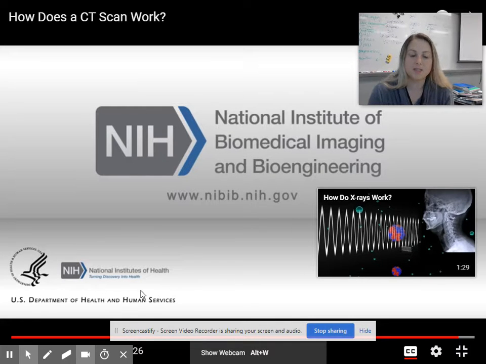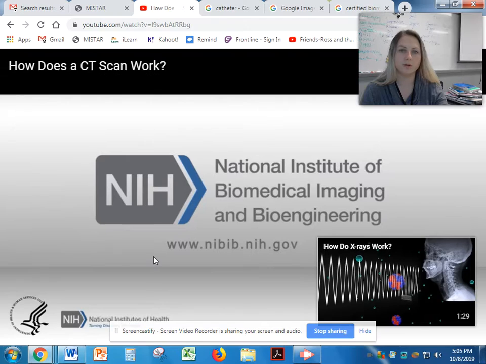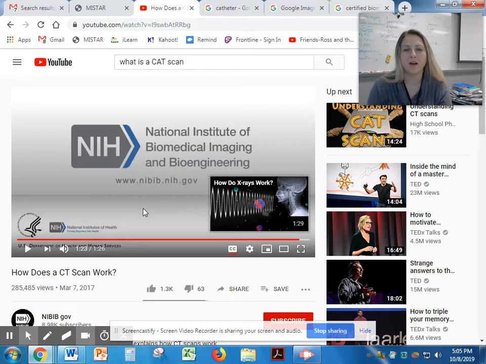So that's a CT scan. Pretty cool. It's basically like a more definitive X-ray. Gives a better picture.